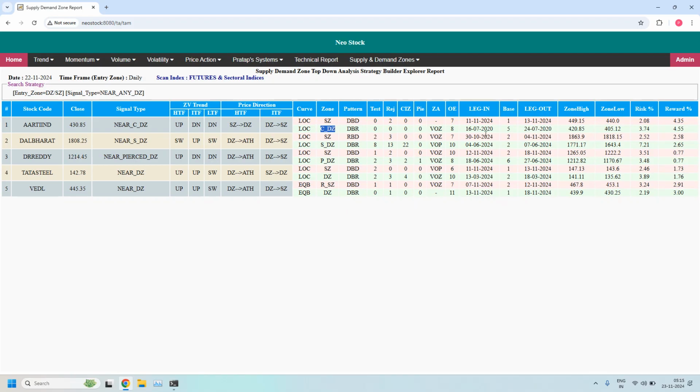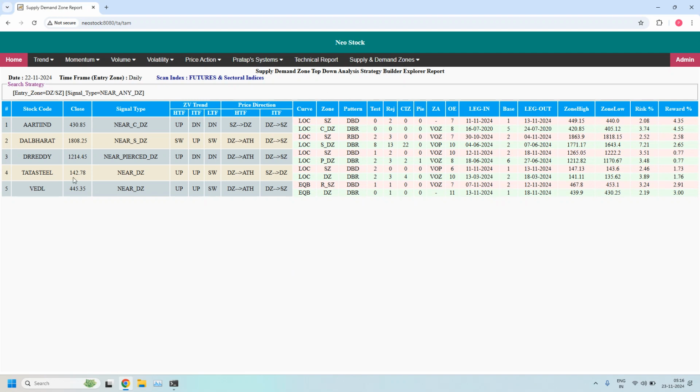Aarti Industries, this is a 2020 stock. We can't fine tune up to 5 minutes. Next, Dalmia Bharat is having a high liquidity zone. That's it, these are the two. In the two, the first one, you can't use, as it is a 2020 stock.